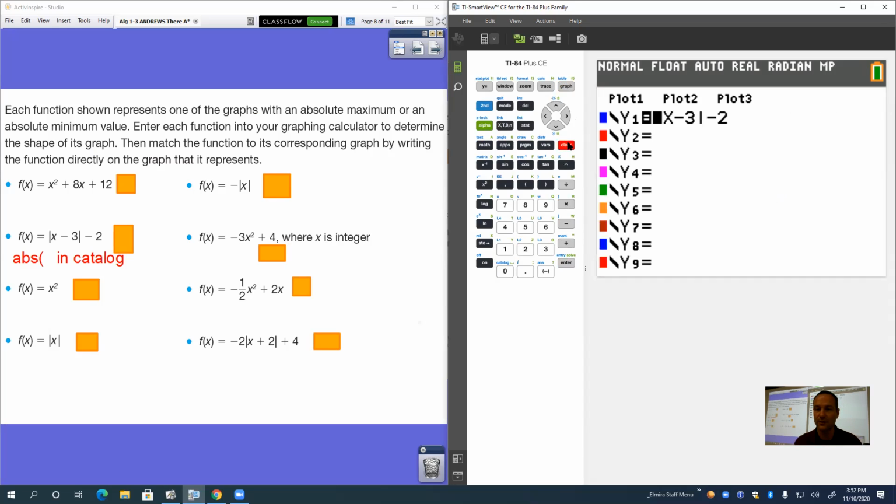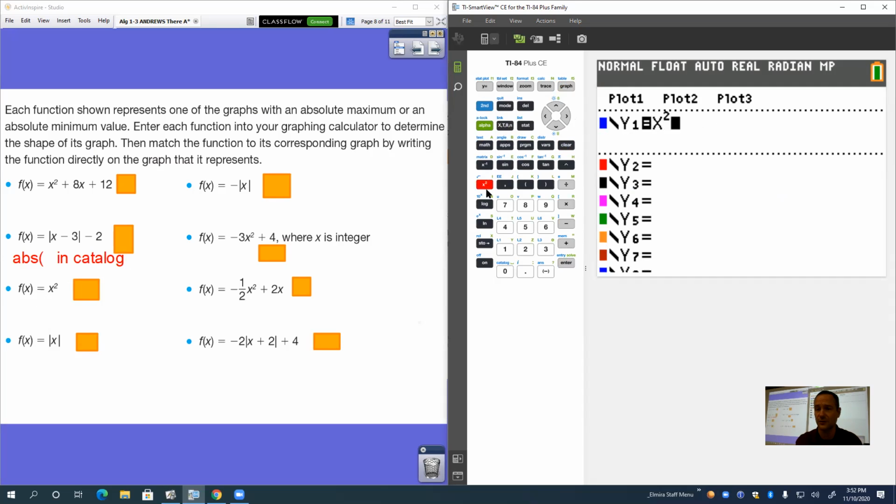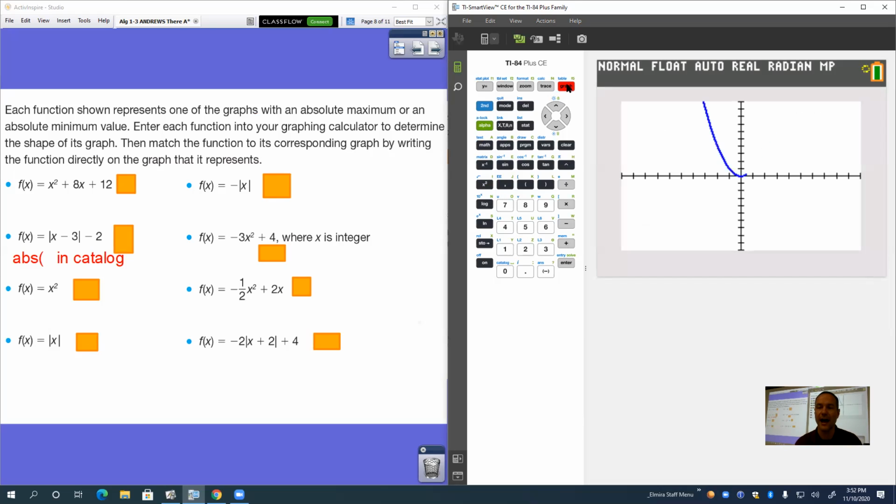Go back to y equals, clear out that equation. Our next one is f of x equals x squared. So you type in x, and then we can just hit the squared button if you want, or you could do the caret button and 2. When we go to graph it, this again has an absolute minimum. That is the lowest point on the graph right here.